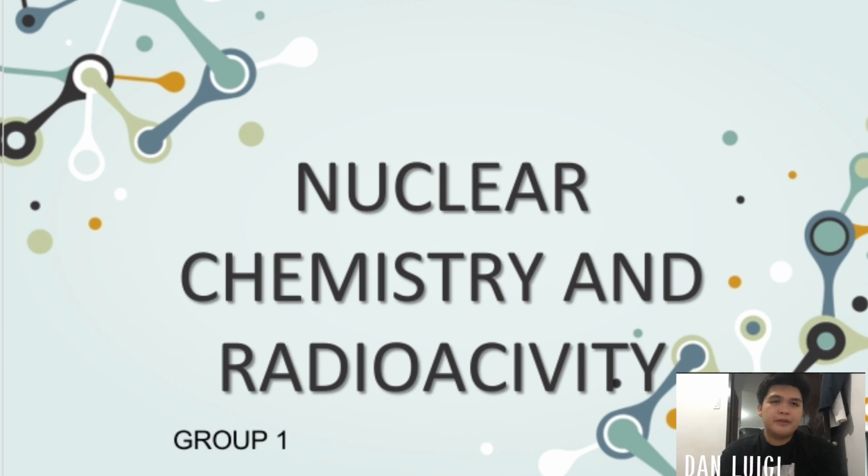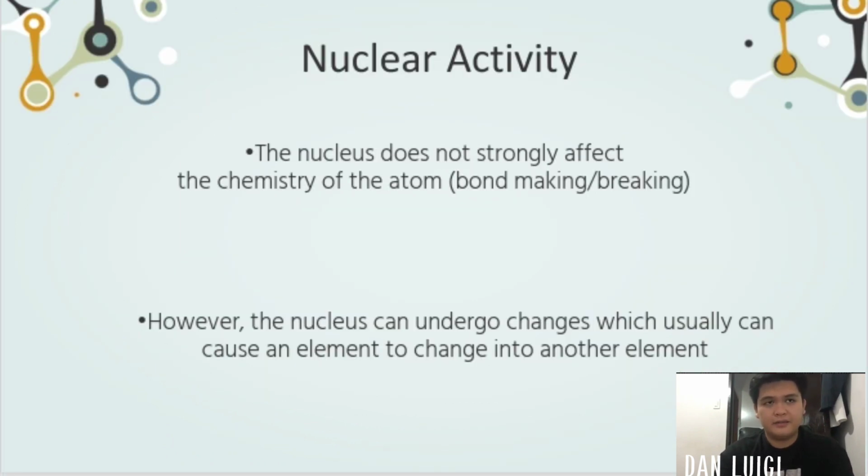Now we will talk about nuclear chemistry and radioactivity. Let us first discuss nuclear activity. The nucleus does not strongly affect the chemistry of the atom, whether bond making or breaking. However, the nucleus can undergo changes, which usually cause an element to change into another element. So if there is a change, we can say that it has nuclear activity.